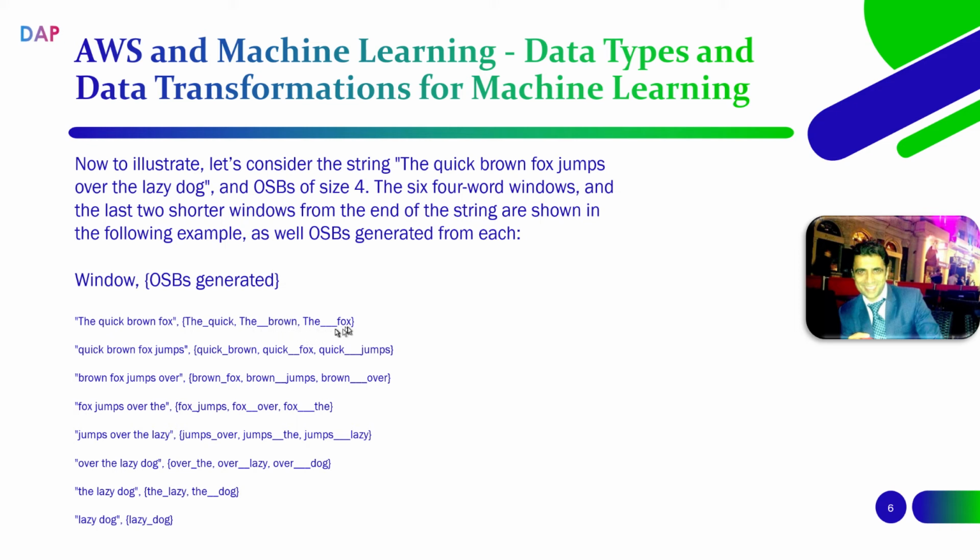And if you see "the" and "fox", there are three underscores between them. So this basically shows us the distance between the two combined words, and the same is here: the quick brown, quick fox, and so on. If you understand this, that's wonderful to know. Let's move on quickly.